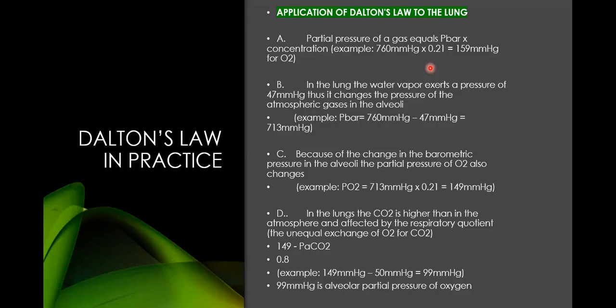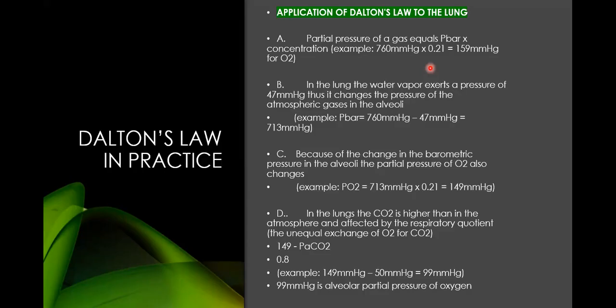But let's keep watching. All right, so we have taken in a good deep breath of air, and outside, the pressure of oxygen is 159. But when it got in the lungs, we have to take out the water pressure. So barometric pressure minus the water pressure is 713. Now we take 0.21, which is the amount of oxygen we just pulled in from the atmosphere, times 713, and that gives us 149 millimeters of mercury, okay?